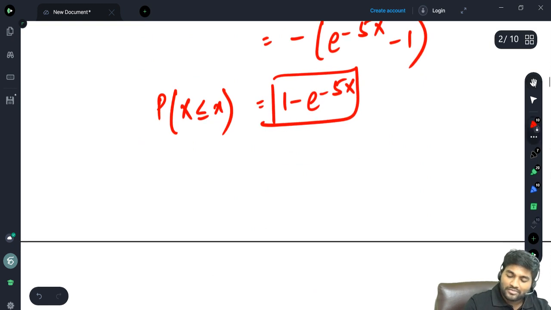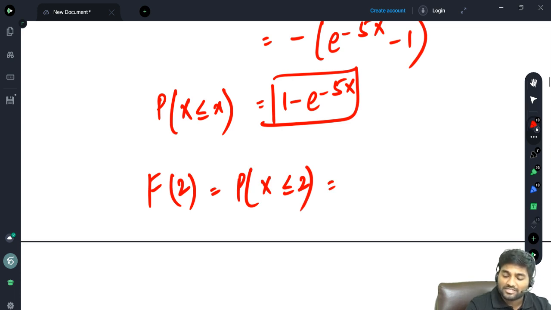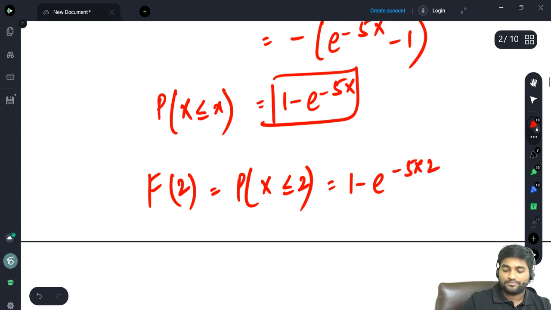So, let's say suppose they are asking F2. This means what? Probability capital X is less than or equal to 2. So, what we'll do is we'll just put 2 in place of X. Again, F5.